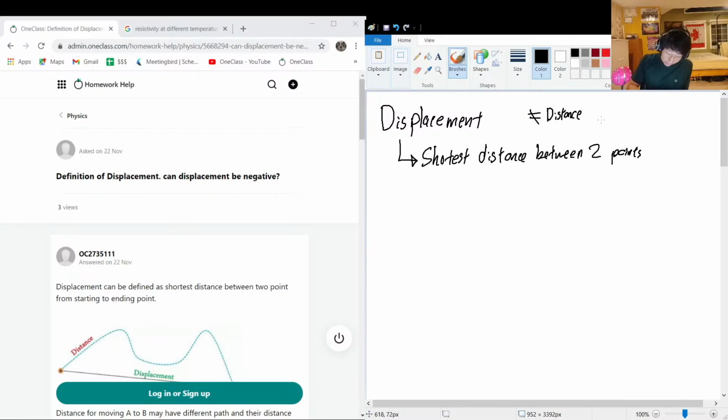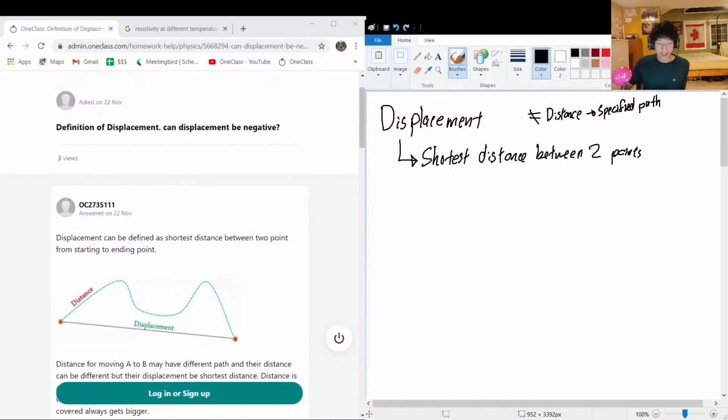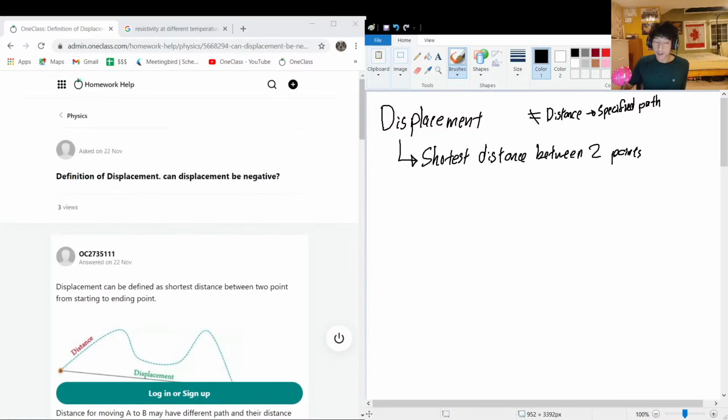Distance is a specified path, and displacement is the shortest possible path, straight down from me to the basement. That's a fun thing to say. Now, can displacement be negative? Displacement is generally a vector value.